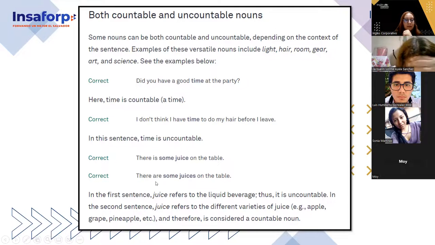En el segundo dice, mira, there are, empecemos porque es plural, todo lo que es contable sí puede ser plural, right? There are some juices on the table. Hay algunos jugos sobre la mesa. Le estoy indicando que quizás hay jugo de manzana, jugo de naranja, jugo de uvas, etc. Hay más de un tipo de jugo, y en ese escenario también la misma palabra juice se vuelve plural y es contabilizable, right? So it will really depend on the scenarios. Va a depender bastante de los contextos en los que nosotros estamos hablando, right?